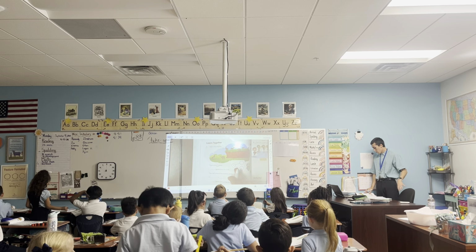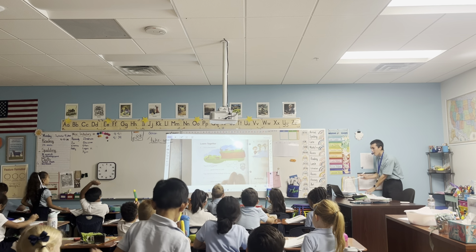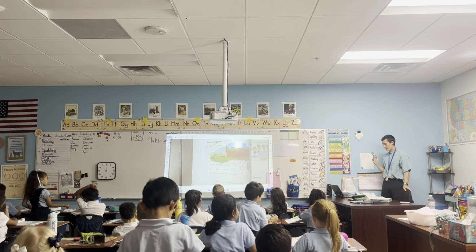Alright, what is our whole number? Our whole number is 7. And how did we get our whole number? Did you count? Yeah, we counted them.